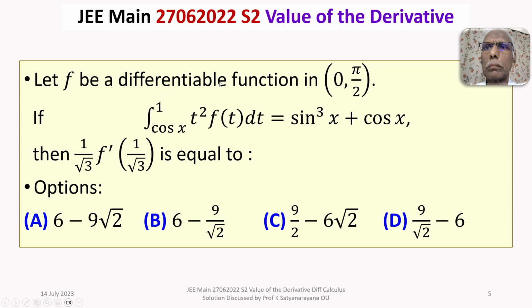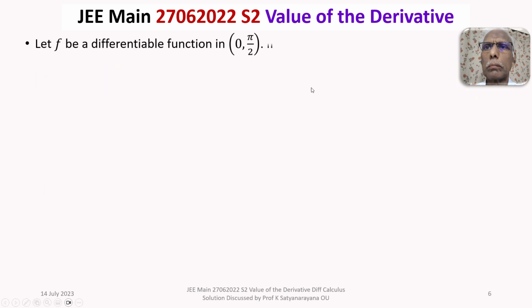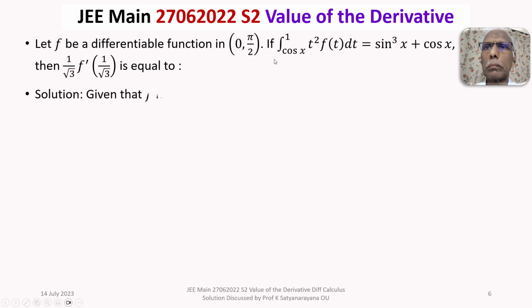We are given a differentiable function in the open interval 0 to pi by 2, and the integral from cos x to 1 of t square f of t dt is equal to sin cube x plus cos x. From this we have to get the answer of 1 by root 3 of f prime of 1 by root 3 from the given four options. That is the given question to us. Let us now discuss the solution of the problem in detail.